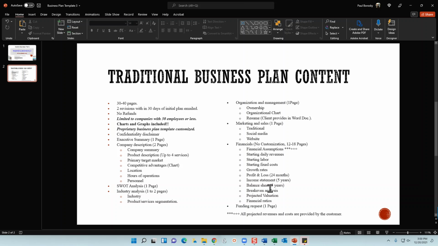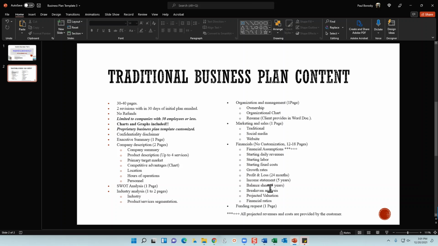A lot of business plan writers and MBAs will just dive right into the financial projections. They'll give you the 24-month pro forma profit and loss, the income statement, and the balance sheet, and expect the reader to understand what the heck is going on. That is not the case here.